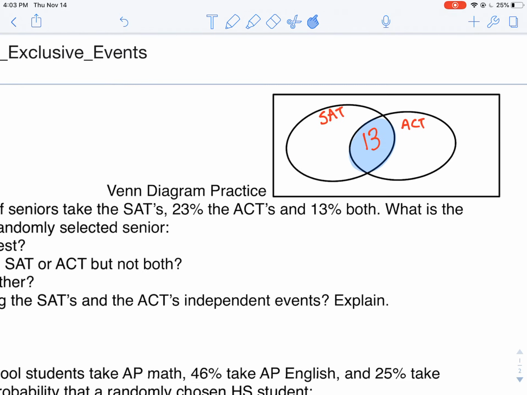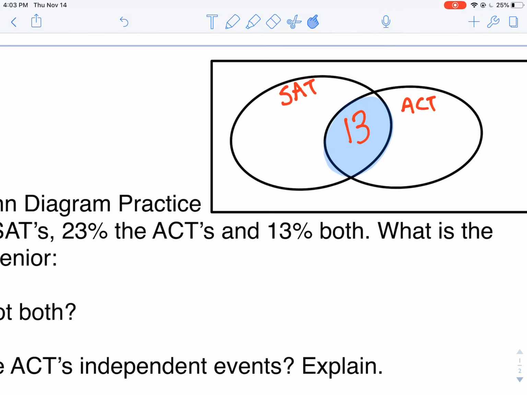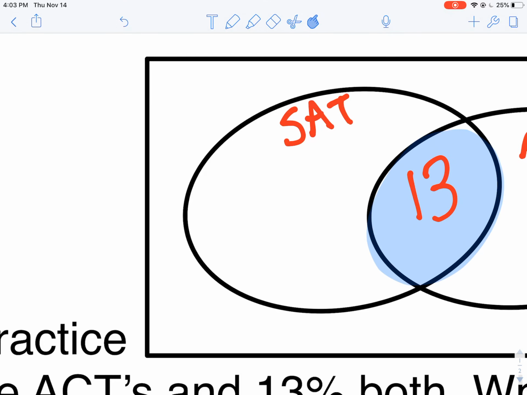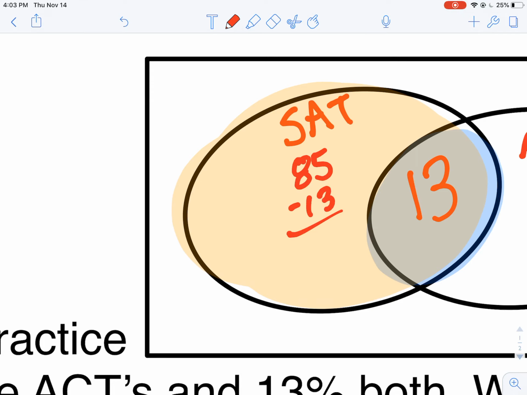Now, if we look here, it says 85% of seniors take the SATs. Now, the key is, that doesn't mean that 85% of seniors only take the SATs. They could take the ACTs too. So that means this whole circle here is going to equal 85. So, I'm going to start with the 85. I'm going to take away this overlap, those seniors who happen to take the ACTs and the SATs. Take that away, and I get myself 72 right here.